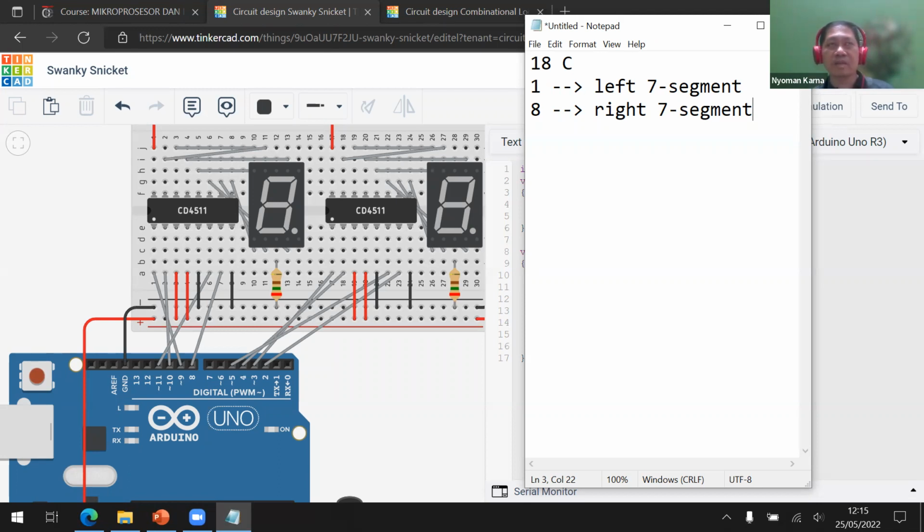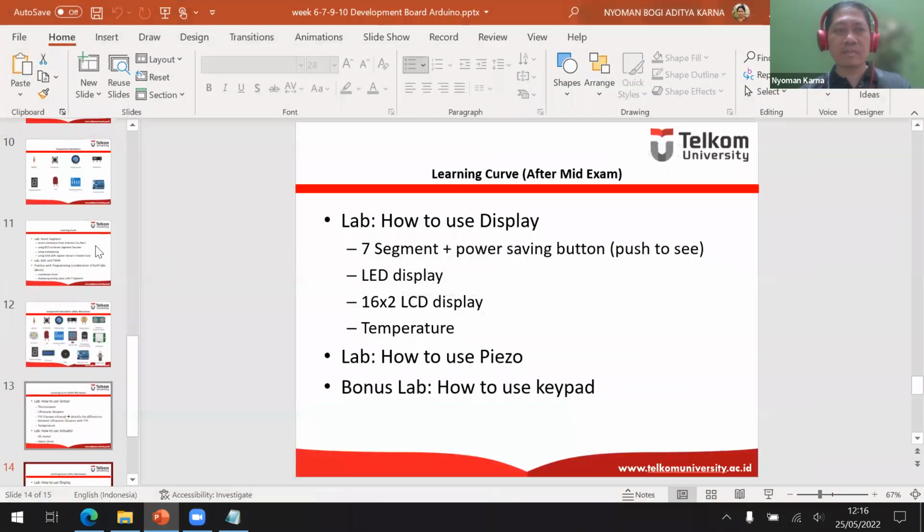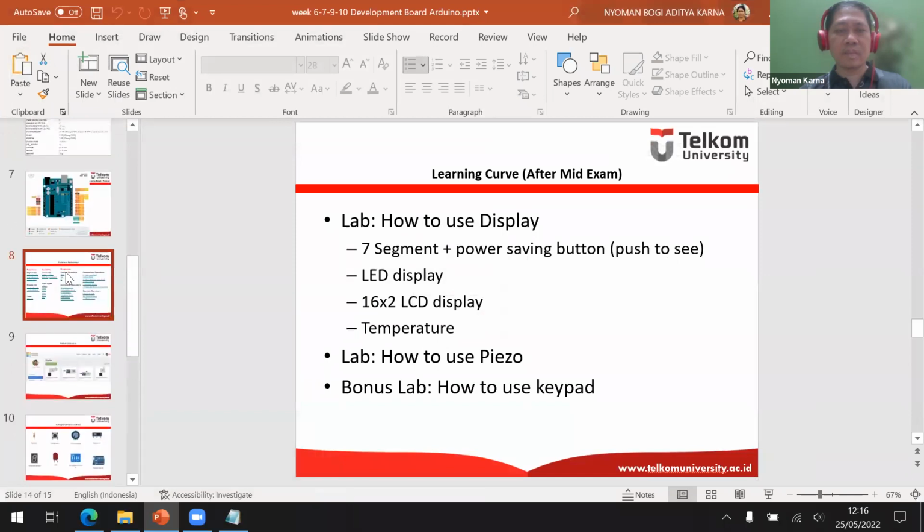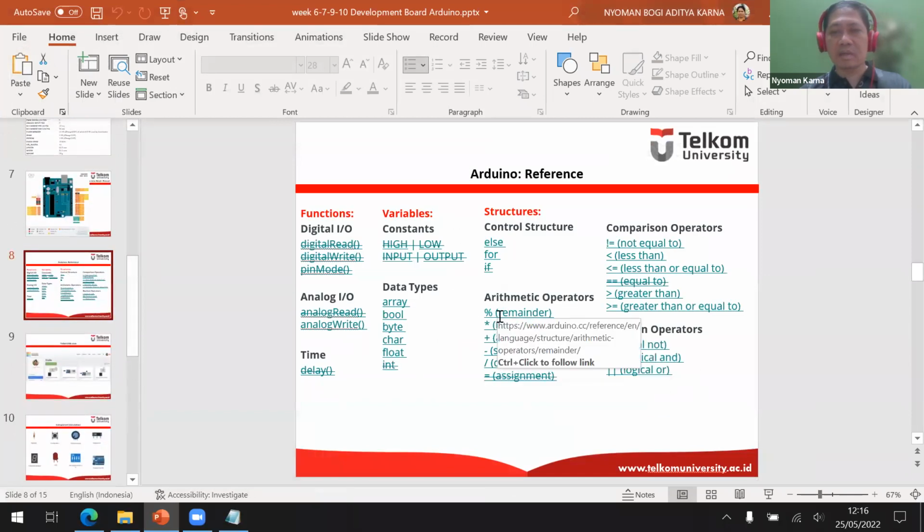One of the solutions is to use mod, or modulo. So let's say we have the puluhan is 18 modulo 10, because the percentage symbol is the modulo here. Okay, this one, remainder, percentage.